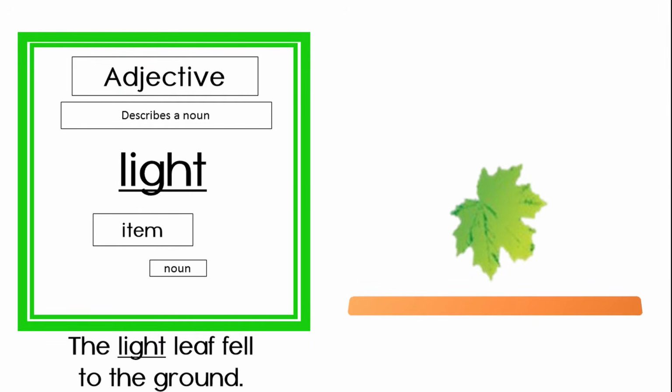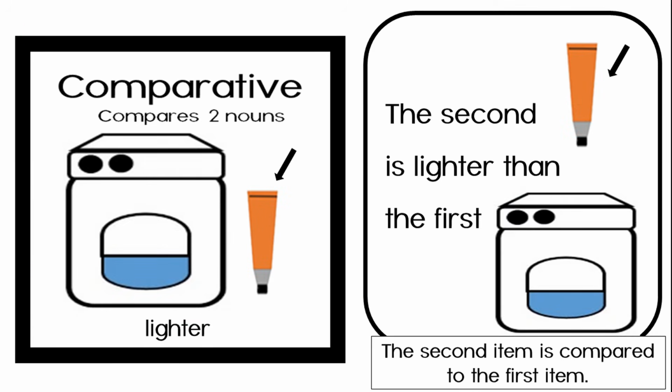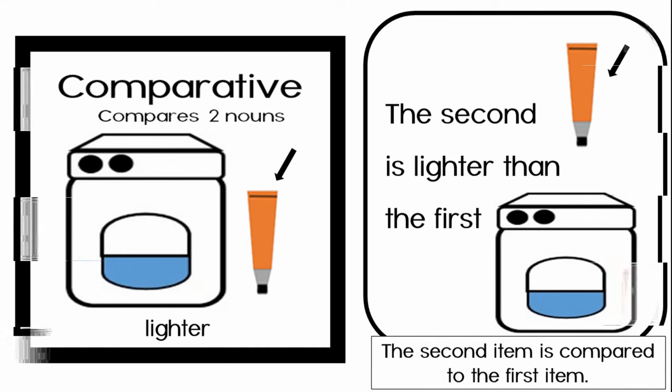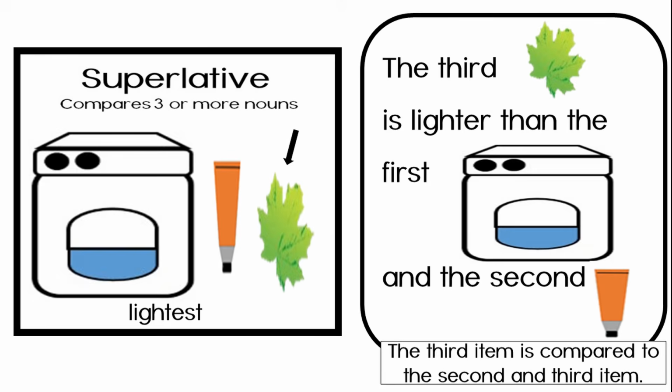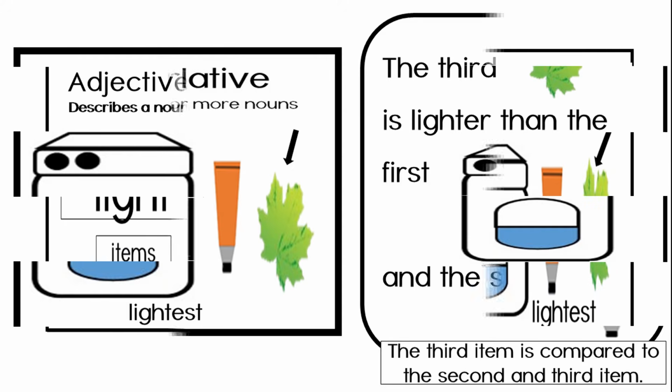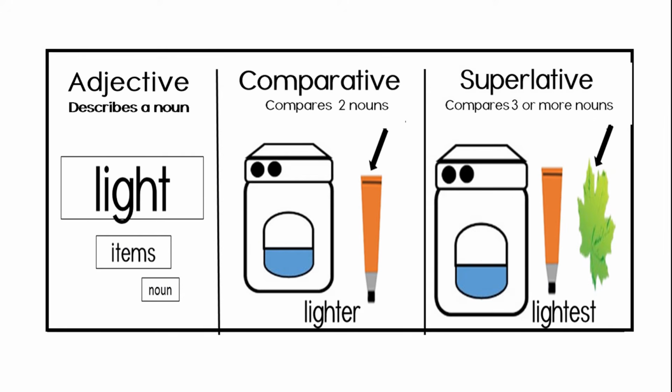The light leaf fell to the ground. The tube is lighter than the washing machine. The leaf is the lightest item. Light, lighter, lightest.